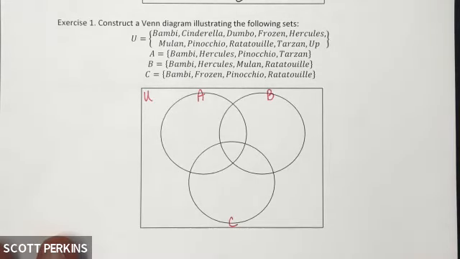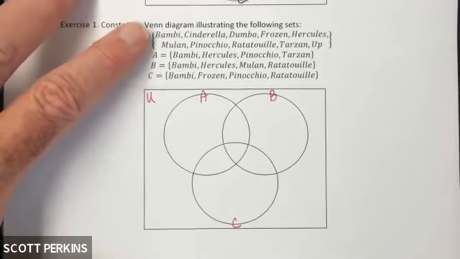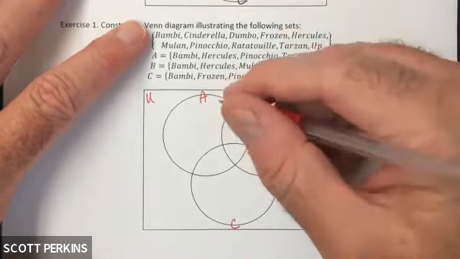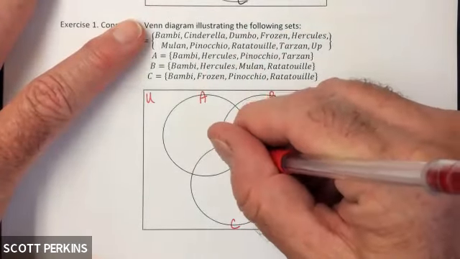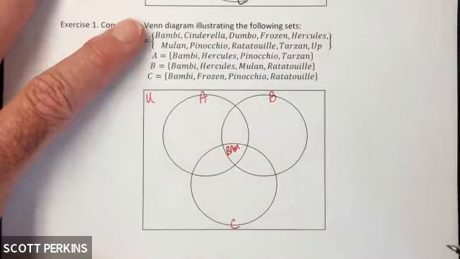All right, again, I'm going to get started. If you're still working, keep working. I'll pause at the end so you can check your answers. So just going to start with my universe. The first movie is Bambi. I see that Bambi is in A and B and C. So Bambi, abbreviated BAM, is just going to be right there in the middle.